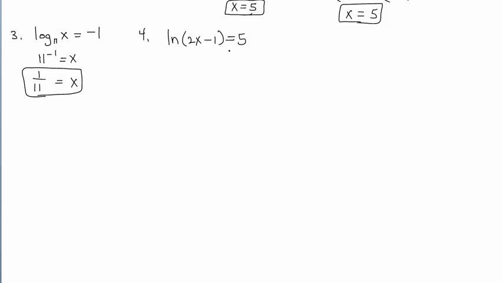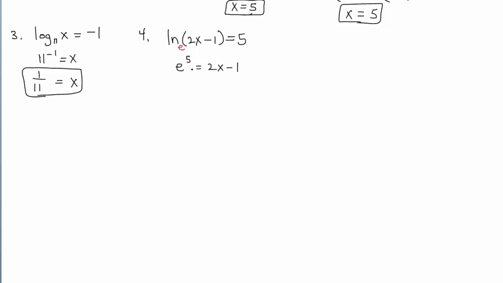All right, let's solve this natural log equation. I mentioned earlier, if I see a natural log, I'm always going to write in a base of e. In that case, I will get rid of the natural log, changing this to the exponential form. e to the 5th equals 2x minus 1. We have to solve for x.